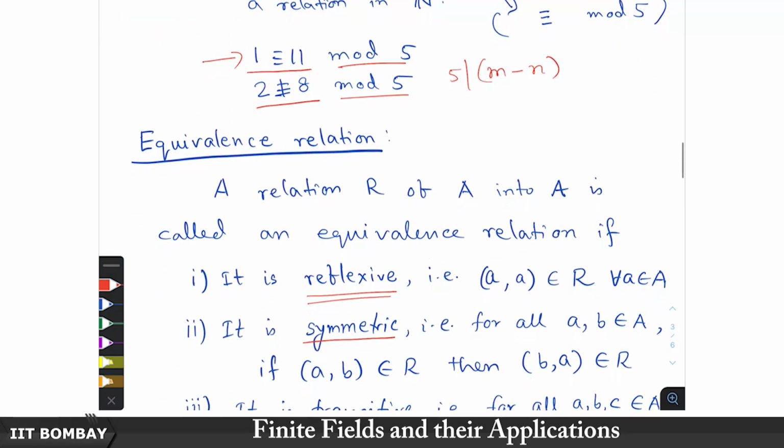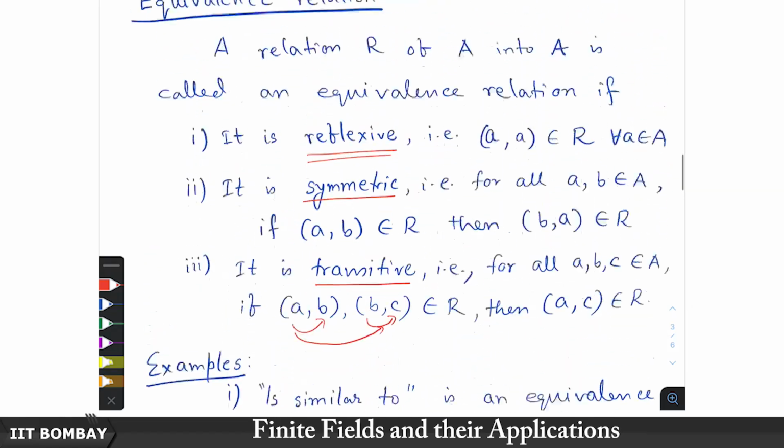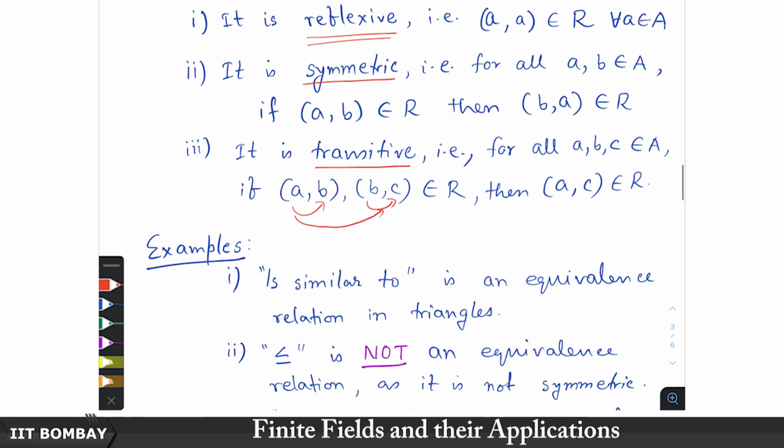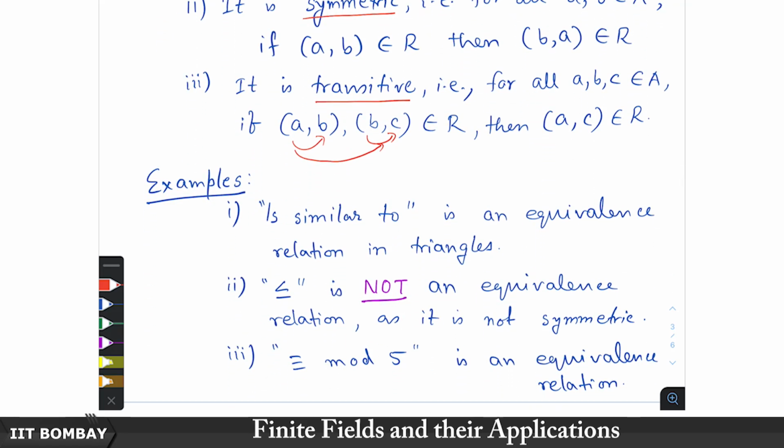Now, if a relation satisfies all these three conditions, then we say that it is an equivalence relation. Now, one can check that the similarity of triangles is in fact an equivalence relation. It satisfies all the three properties. Less than equal to is not an equivalence relation.